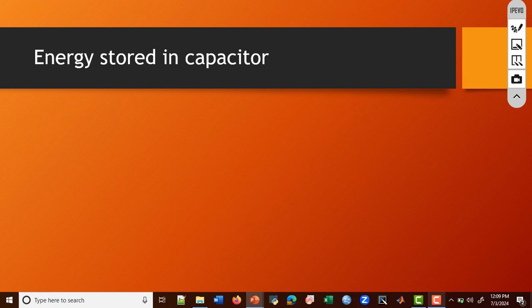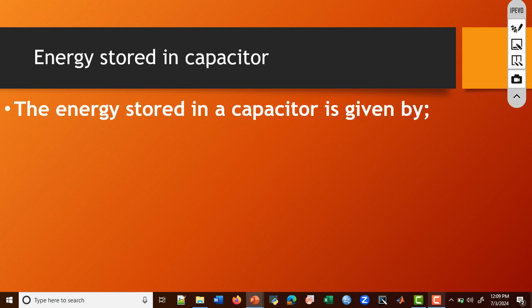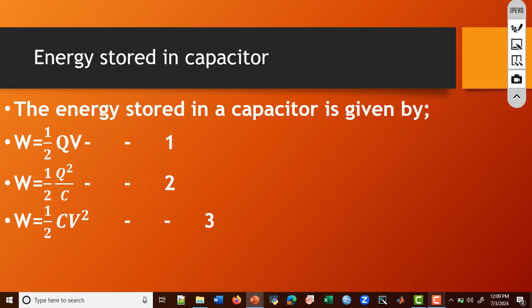Energy stored in a capacitor. The energy stored in a capacitor is given by W equals a half QV, equation 1. W equals a half Q squared over C, equation 2. W equals a half CV squared. Let's call this equation 3. These expressions can be derived as well.